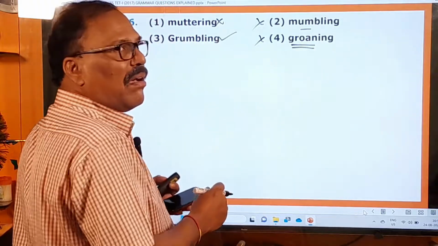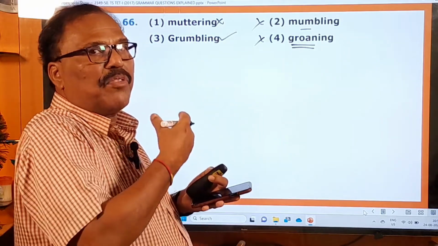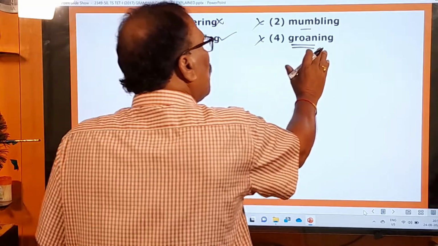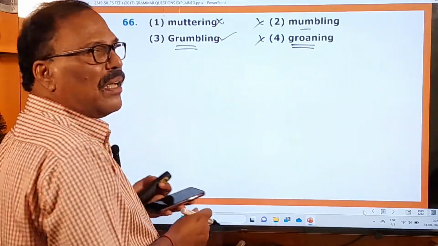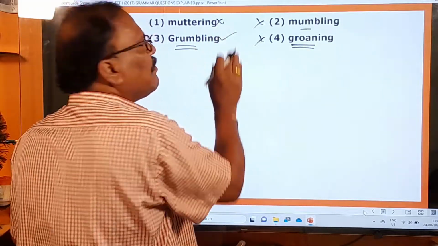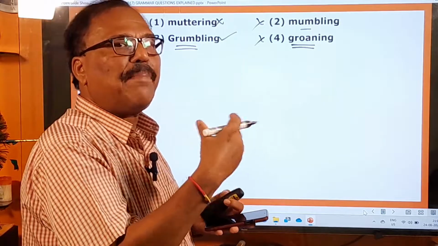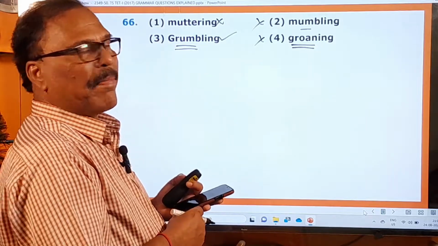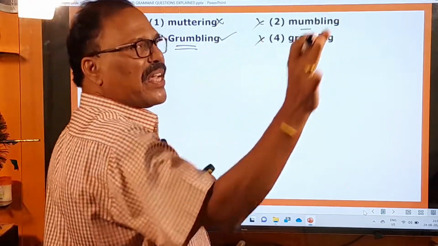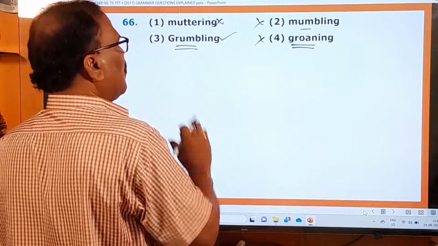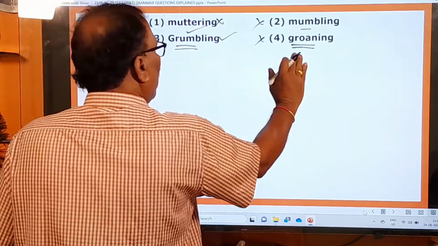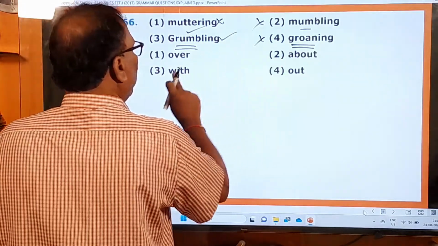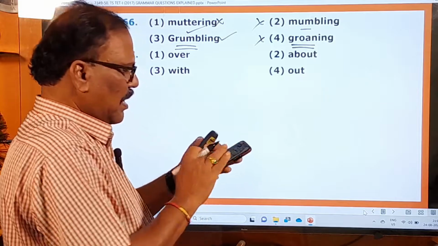Groaning means expressing your pain or grief or something like that. And grumbling means complaining, to say something angrily, to express dissatisfaction. Grumbling means expressing dissatisfaction, or complaining. Therefore, this is the right one. These 3 are wrong ones. And now let's go to the 67th one. Over, about, with, out are there. So let us see that here.